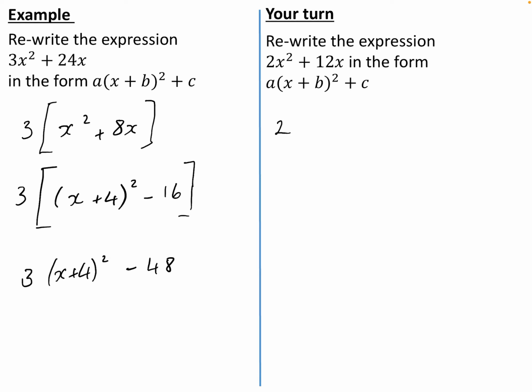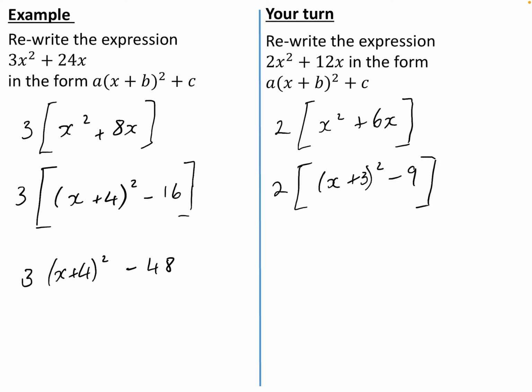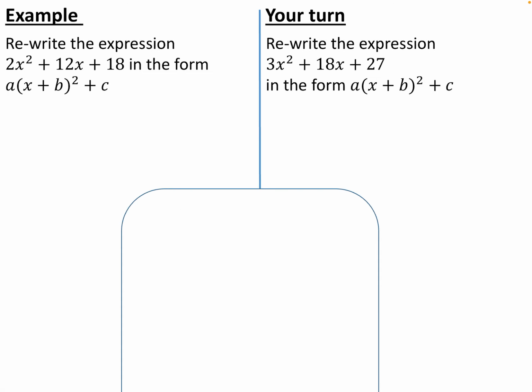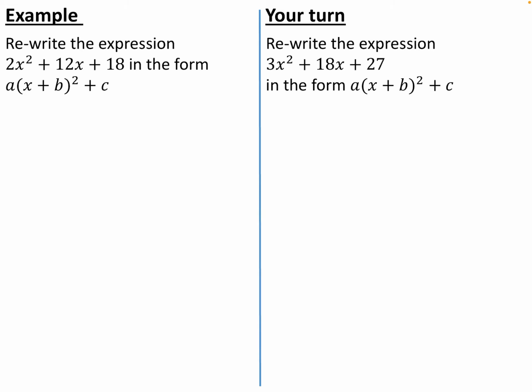This time I want to factorise out 2 to leave me with x squared, and then that's also going to give me positive 6x. Completing the square on those terms in the square bracket, it's going to give me x plus 3 squared minus 9. Finally, re-expand those square brackets. I've got 2 lots of this bracket squared minus 2 lots of 9, which is 18. Oh, I do apologise, that's in the way.